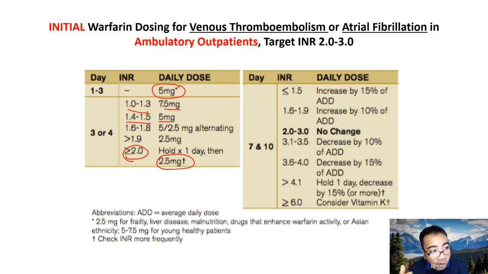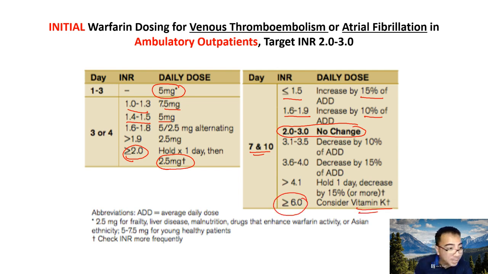On the 7th or 10th day, okay, 7th and 10th day, check mo ulit yung INR. If it's less than 1.5, increase the dose by 15%. If it's 1.6 to 1.9, increase by 10%. If it's within the range, then obviously no change is needed. Alright? Now, if a patient's INR after 7 days or after 10 days, nasa greater than 6 or 6, you might want to consider giving the patient vitamin K na because very high chances na ang kanyang risk for bleeding.